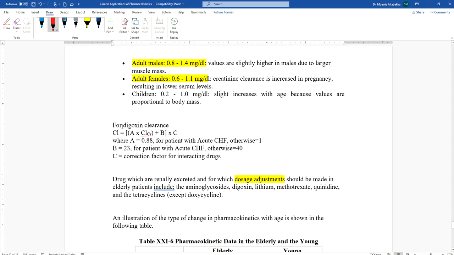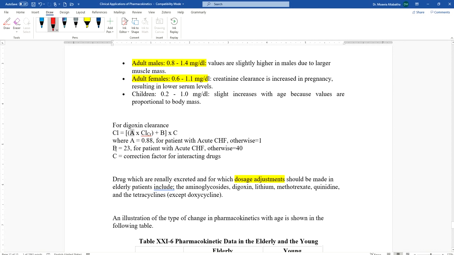And you will see here how digoxin clearance is linked to creatinine clearance. We know very well that the clearance of the drug is linked to the concentration of the drug and to the dosage regimen. The clearance of digoxin is equal to A, which will be 0.88 for a patient with acute heart failure. Otherwise it will be 1 if the patient doesn't have congestive heart failure.